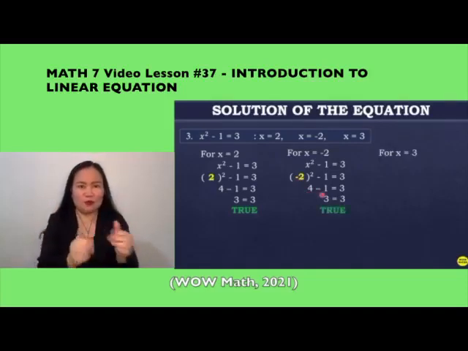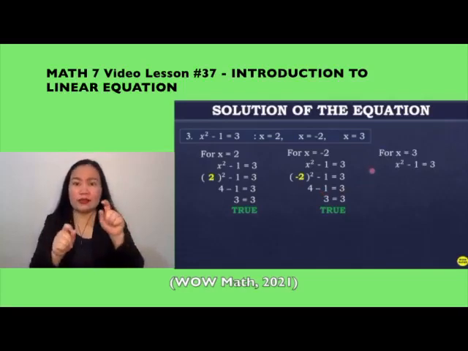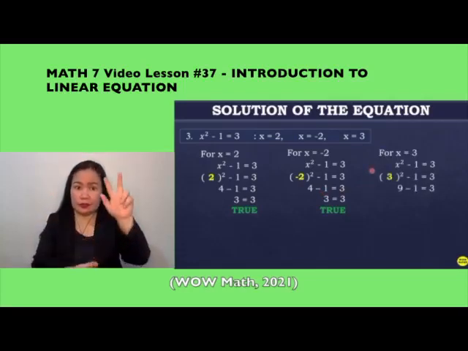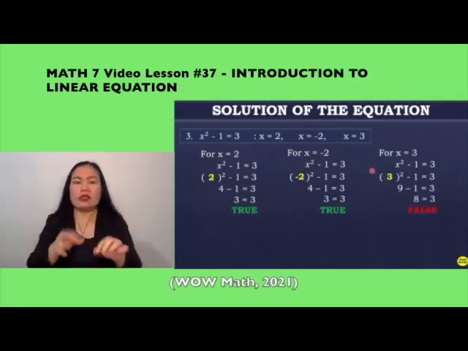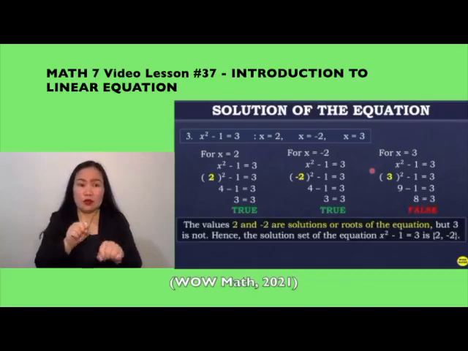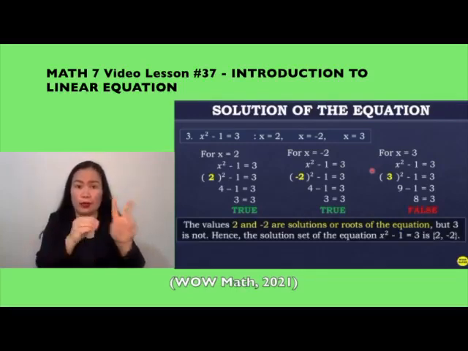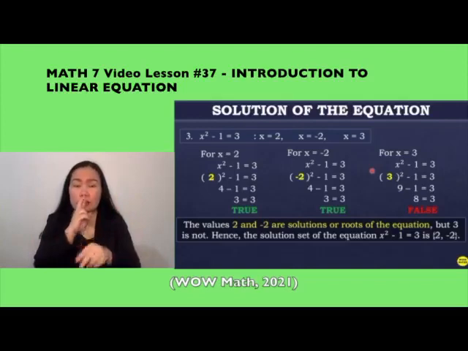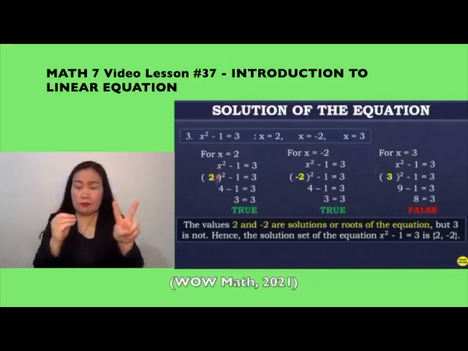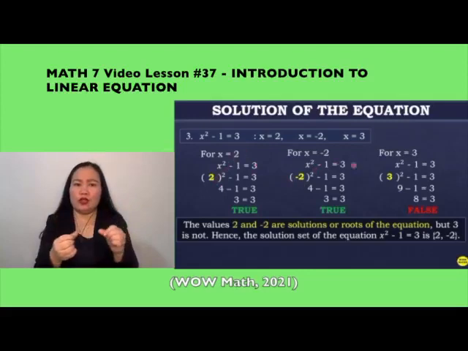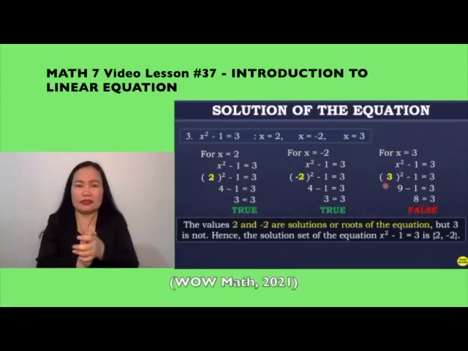Okay, now let's try 3. So, substitute natin dito si 3. So, that is 3 squared. So, that is 9. 9 minus 1 is equal to 8, and 8 is equal to 3. So, this is false. Now, the values 2 and negative 2 are solutions or roots of the equation, but 3 is not. So, since lumabas dito na parehong true, ibig sabihin, si 2 at si negative 2 ay solution, pero si 3 hindi. So, ibig sabihin, dito papasok yung concept ng solution set.